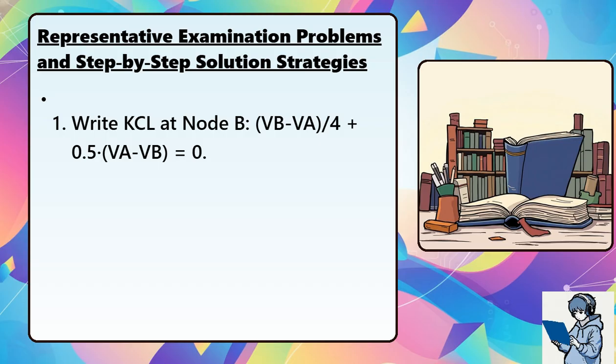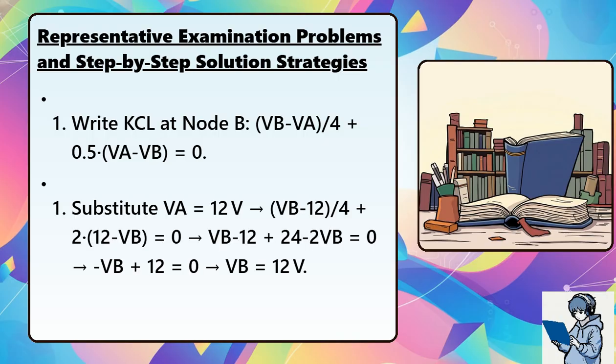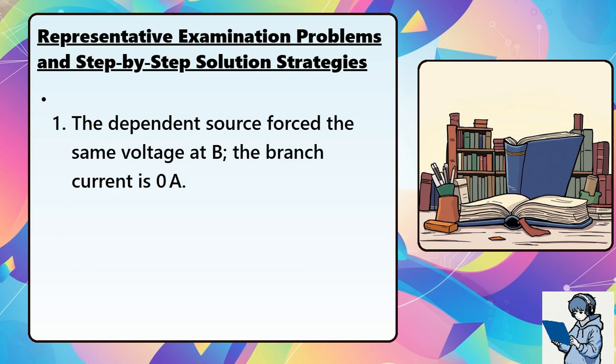(VB minus VA) divided by 4 plus 0.5 times (VA minus VB) equals 0. Step 4. Substitute VA equals 12 volts, giving (VB minus 12) divided by 4 plus 2 times (12 minus VB) equals 0, which simplifies to VB minus 12 plus 24 minus 2 VB equals 0. Then negative VB plus 12 equals 0, so VB equals 12 volts. Step 5. The dependent source forced the same voltage at B. The branch current is 0 amps.